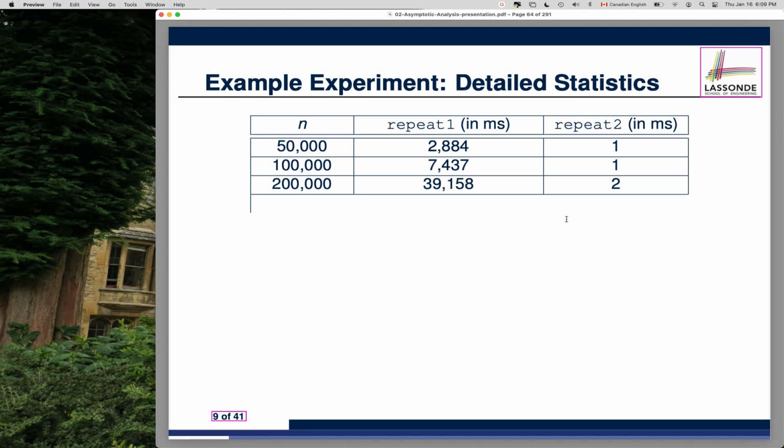200,000 repetition. And we go from here to here. It's about 5 times more, all right? And this one here from 1 to 2, about 2 times. Right? You can kind of see the idea here, right?